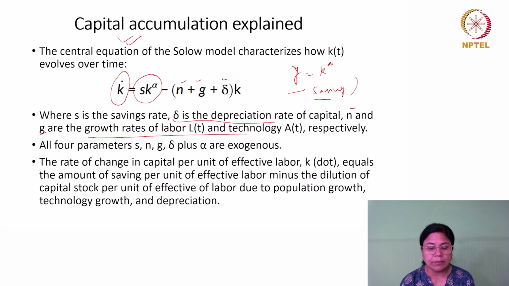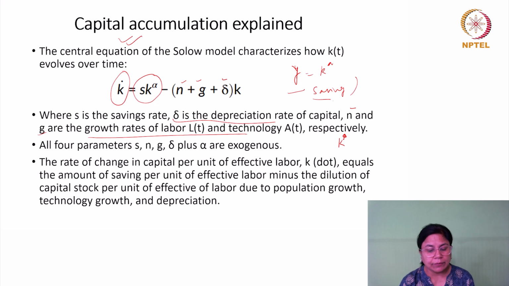Now, if the economy's current capital stock per unit of effective labor, k_t, is below the steady state, that is of k star, then what will happen? Then the economy will save more than what is needed to keep the capital stock unchanged. So capital k_t will continuously rise until it reaches the steady state of k star.